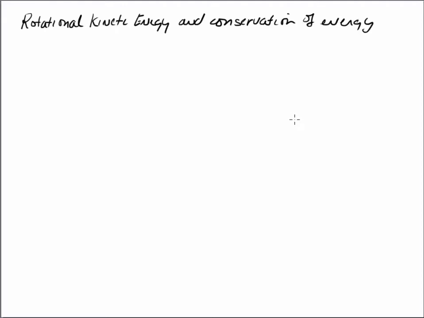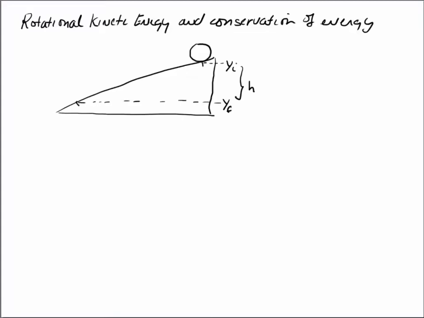All right, we're going to be looking at rotational kinetic energy and conservation of energy. Specifically, we're going to be looking at a cylindrical disc rolling down an incline. Shown here is the incline and the disc at YI, and we'll allow it to roll down to position YF, which is a change in height of h.